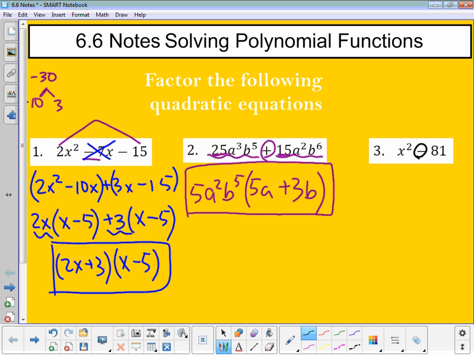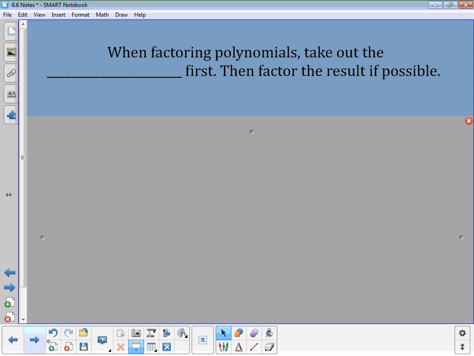Now I want to see if you can pause the video at this time and remember what would happen if we factor a difference of 2 perfect squares. Remember, you're going to end up with 2 factors here. They're going to look like that. Okay. Let's move on and talk about what we do when we factor polynomials.